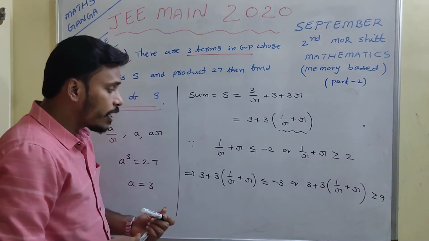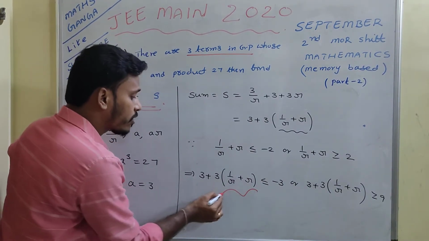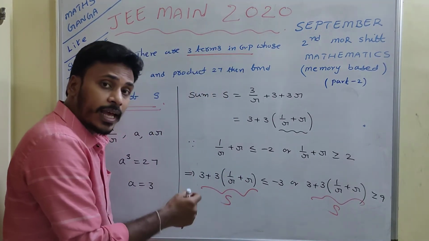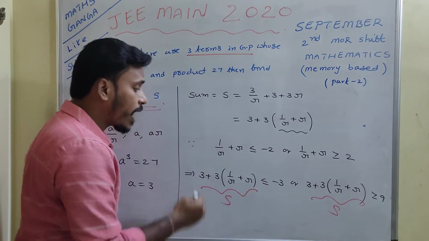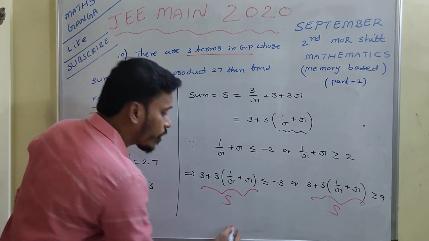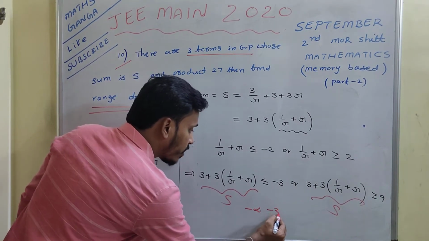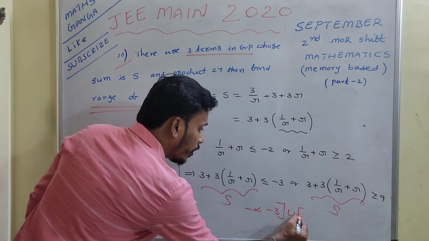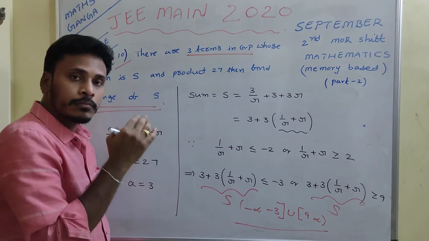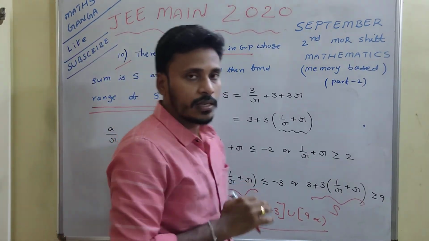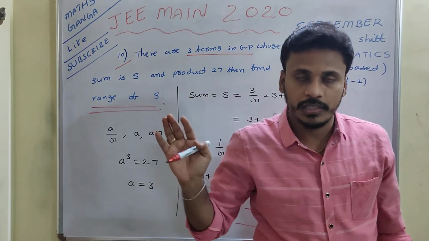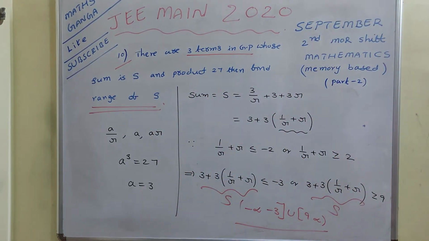So what is this 3 + 3(1/r + r)? It is simply nothing but S. So our S is either greater than or equal to 9 or less than or equal to -3. From this we conclude that the range of S is (-infinity, -3] union [9, infinity). And this is a question from the progression and sequences in JEE Mains September morning shift paper. Have a look.